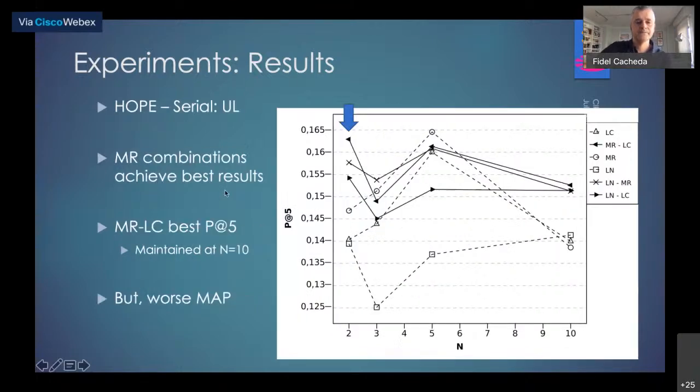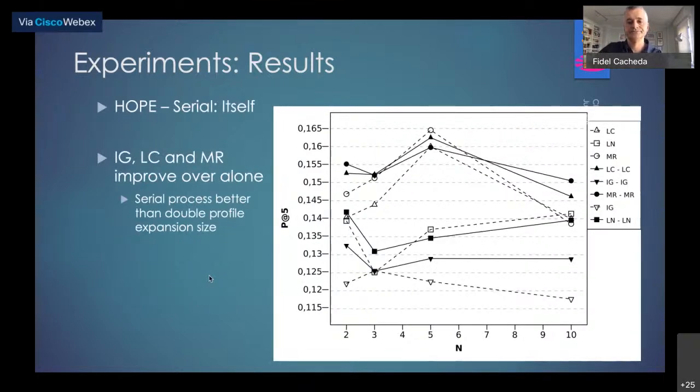Sorry. Okay, this is the user local alternatives. Again, we have here the best result, most rated local clustering. It achieves the best precision at 5. And the good news here is that it keeps still being the best when n is equal to 10. But the mean average precision is worse. We are not achieving very good results here.